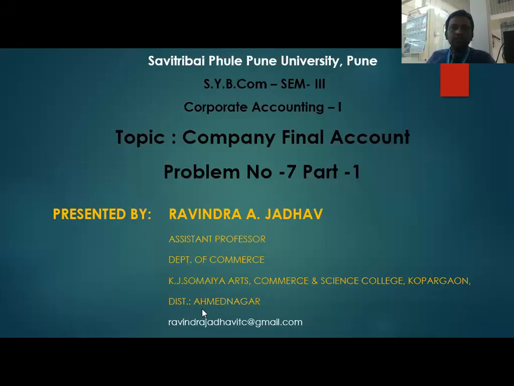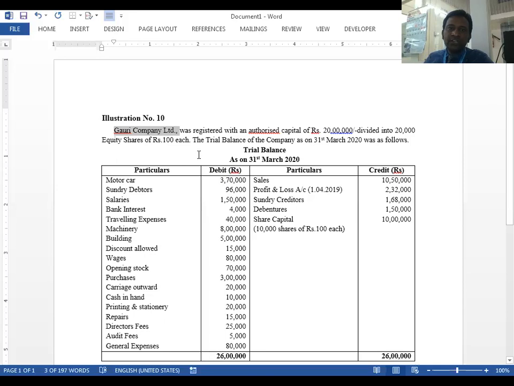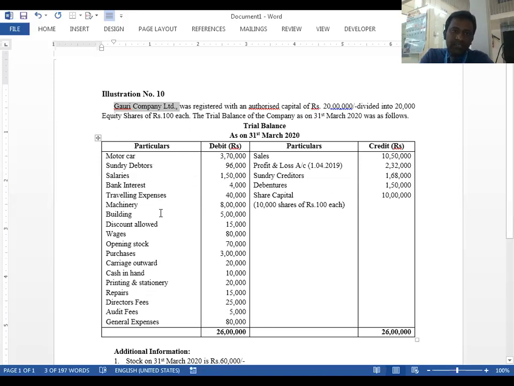Good morning, students. Today we are going to start problem number 7 in part first of company final accounts. This is the problem for today's lecture. Gauri Company Limited was registered with an authorized capital of rupees 20 lakhs divided into 20,000 equity shares of rupees 100 each. The trial balance of the company as on 31st March 2020 was as follows. So this is the debit items of the trial balance and these are the credit items of the trial balance.